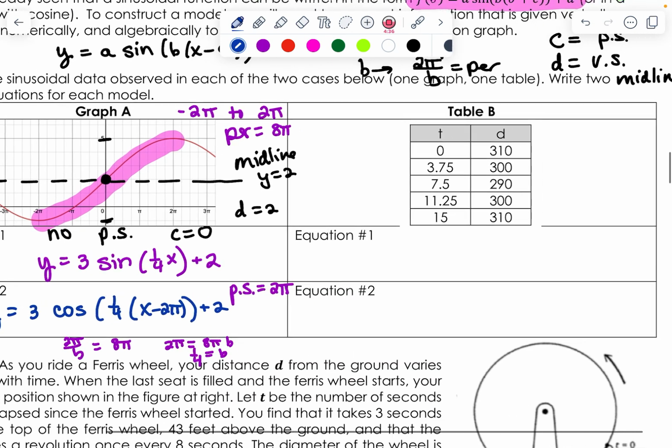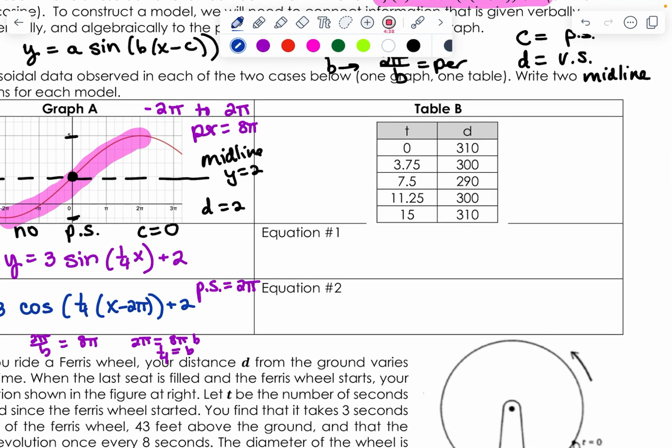Okay, so now let's look at table B. So like I'm giving you a graph, and how do we figure it out? And then I'm going to give you a table. How do we figure it out? So what I want you to notice, a few things here in the table. The period length is 15. And how I know that is it goes through a max to a min back to that max.